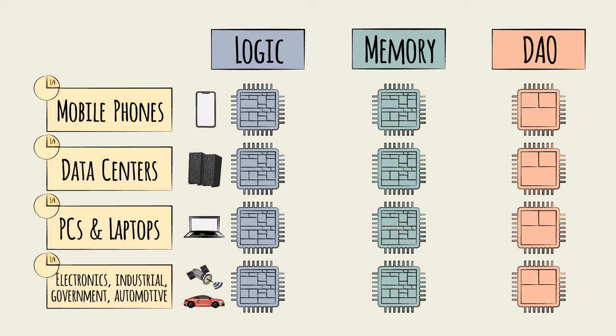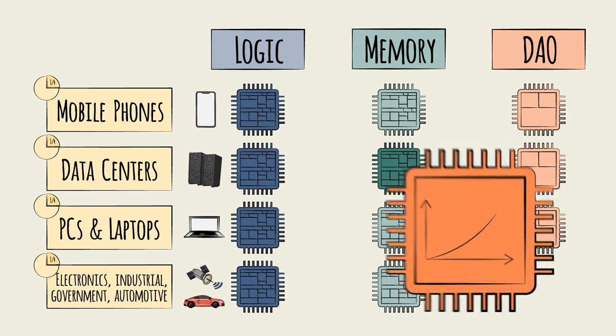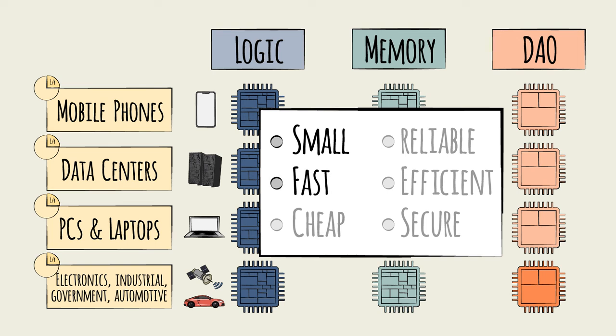All device segments require a significant proportion of logic chips. This is like the bread and butter of any complex electronic product. Data centers naturally require additional memory chips, and devices like cars, robots, and satellites, which rely heavily on sensors, use a higher proportion of DAO chips. Given the growth of smart vehicles, drones, and satellites, the DAO market is expected to continue to be among the fastest growing. The size, speed, and cost needs vary by end-use segment as well.